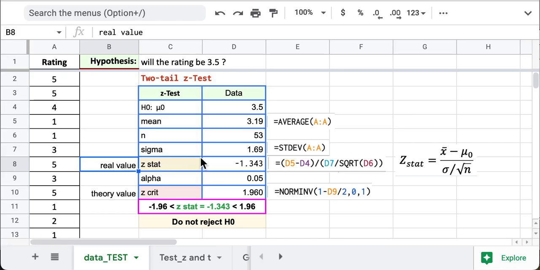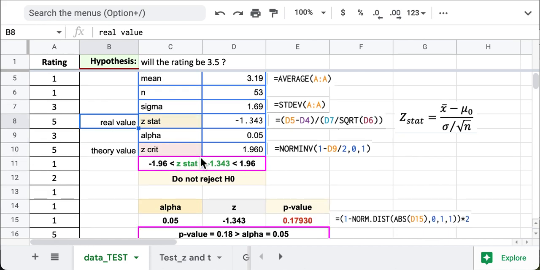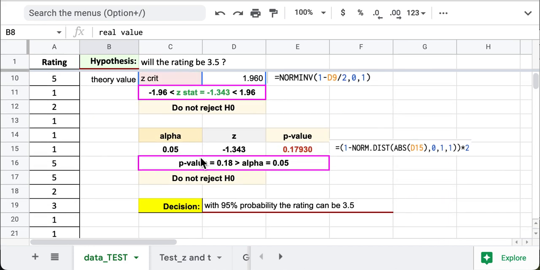To confirm the calculations, we check this decision with another technique, the p-value. We use our calculated statistical value, we know the alpha, and then we calculate the p-value. In our case, z is negative, and we use the formula over here, and the p-value is 0.19 if we round it to 2 digits.